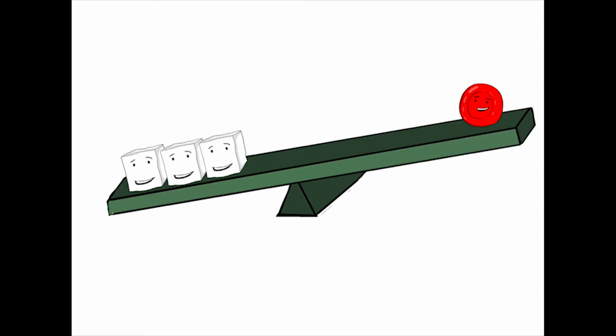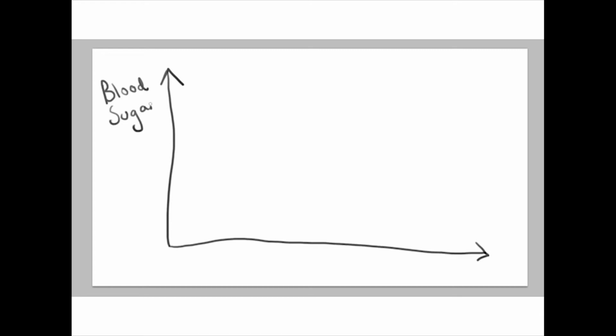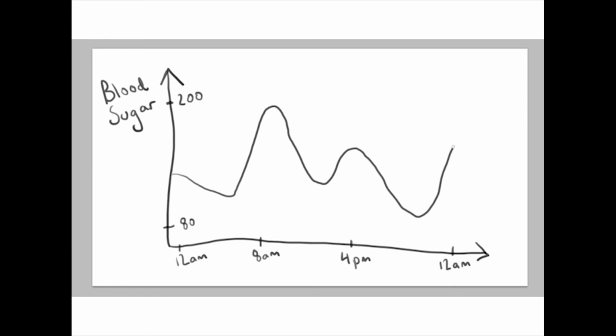For people with diabetes, the body no longer regulates blood sugar as well. So now it's up to you. A blood sugar curve shows how this value changes throughout the day. This can be really helpful because it can reveal how what you do through the day affects your blood sugar.